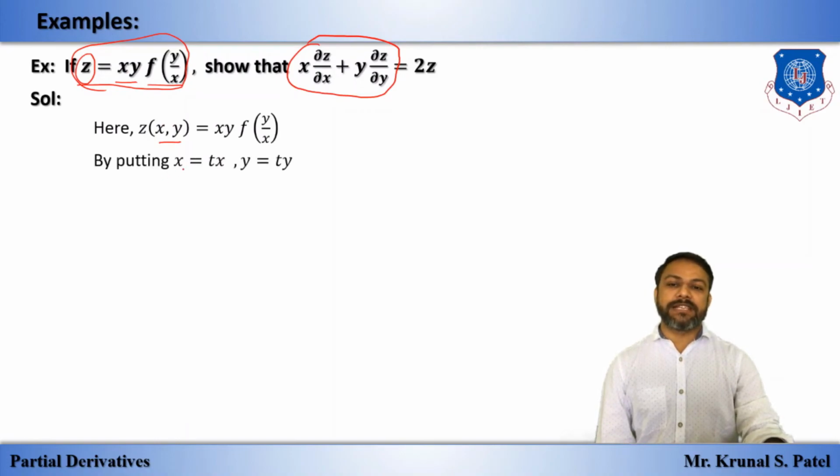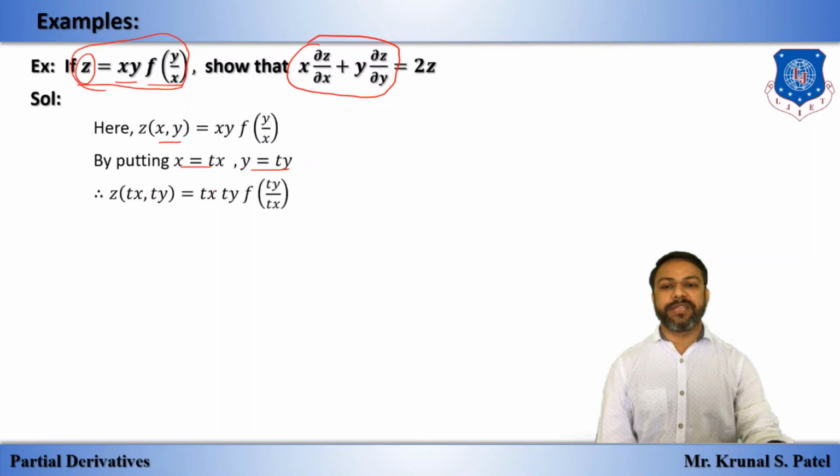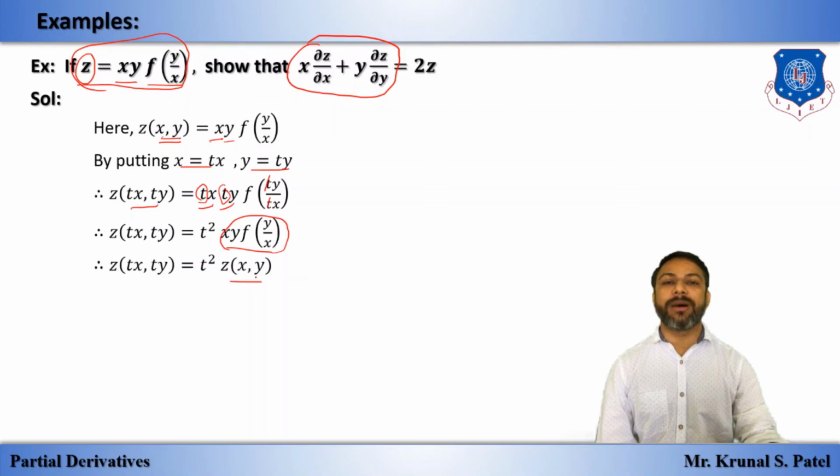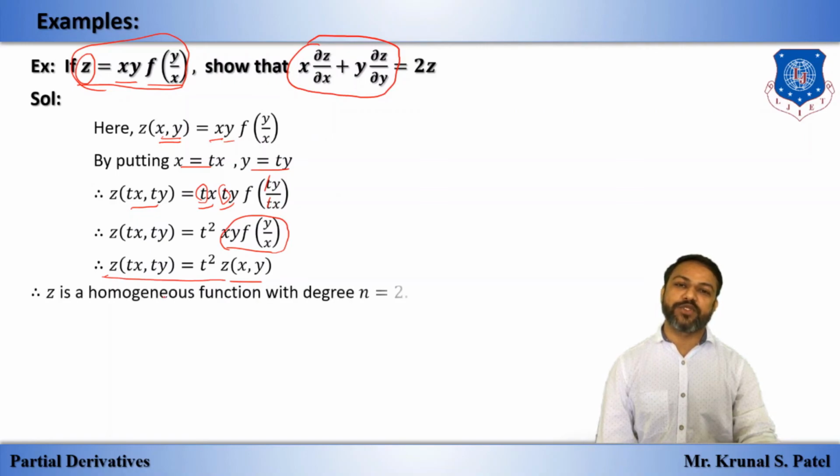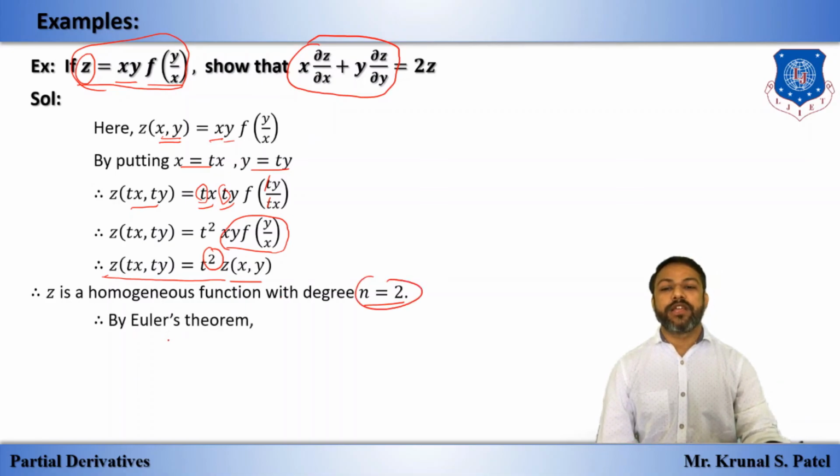By putting x equal to tx and y equal to ty, this xy becomes tx comma ty, this x is tx, y is ty, this y is ty, and x is tx. By combining the t's, we have t square times this function, and you can see this is our entire z of x comma y. So this is the definition of a homogeneous function. So z is a homogeneous function with degree n equal to 2. It is clear. Now it is a homogeneous function with some degree, so you can apply Euler's theorem.